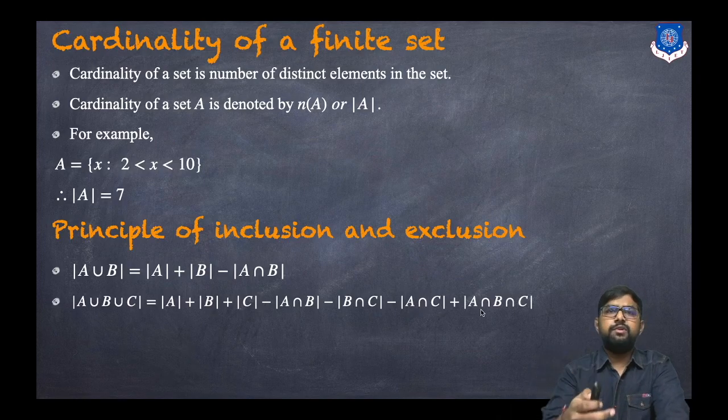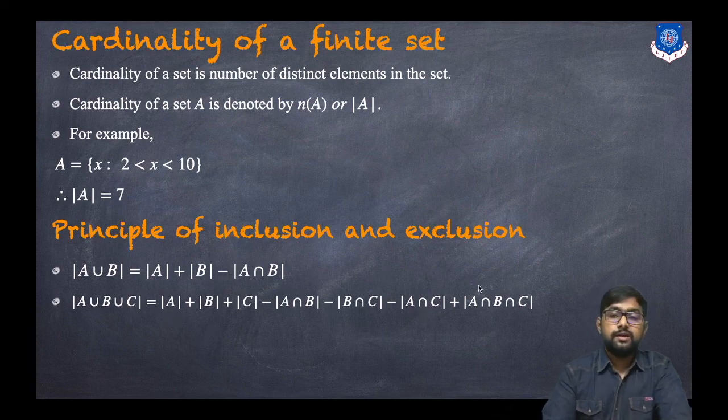Now, why is it called inclusion and exclusion? Because you can see that here we have included some portion and excluded some portion. In the same manner, we have included these three terms, then excluded three terms, and again included one term. That is why it is called inclusion and exclusion.